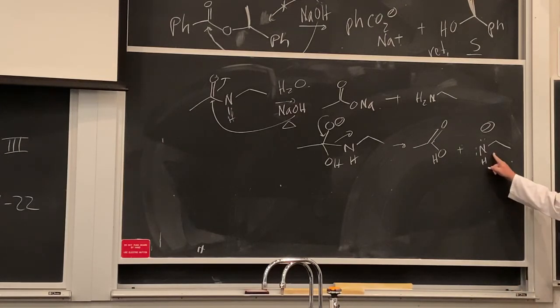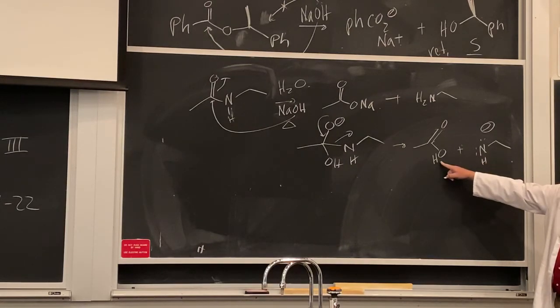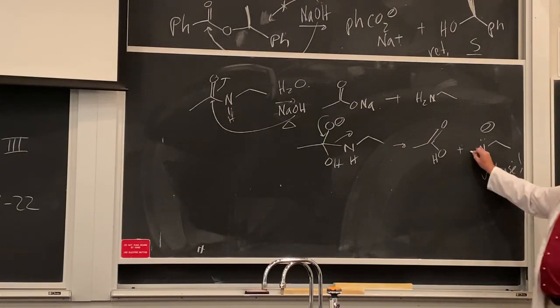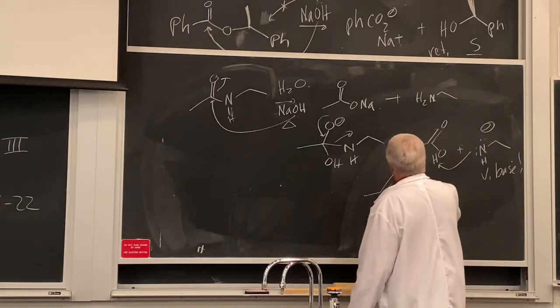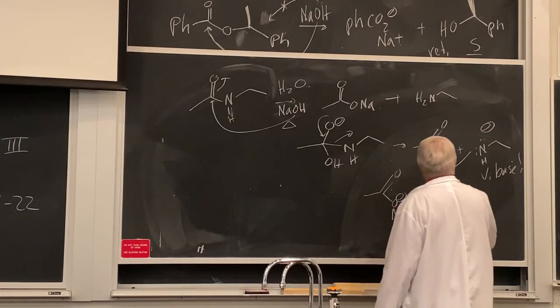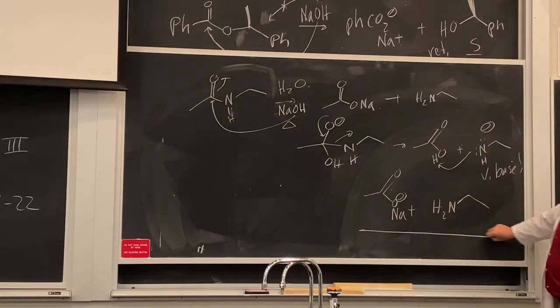This is okay for a while, but is this the end of your mechanism? No. Here we have a carboxylic acid in the presence of a very strong base. So what's going to occur here? This is going to grab that proton very quickly and give us the sodium carboxylate salt and the neutral amine. Those are your two products. Oh, there they are right there. Okay, we already got it.